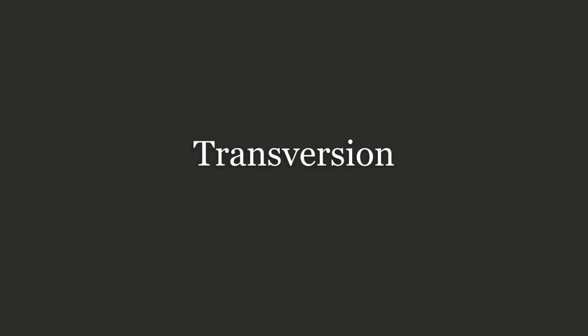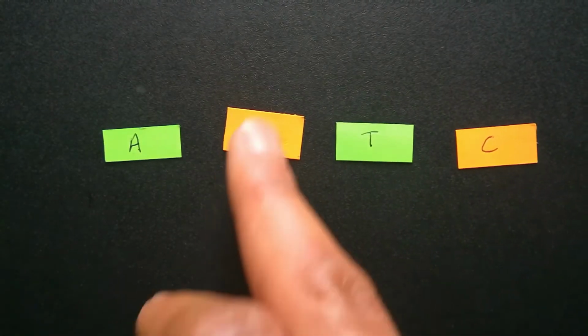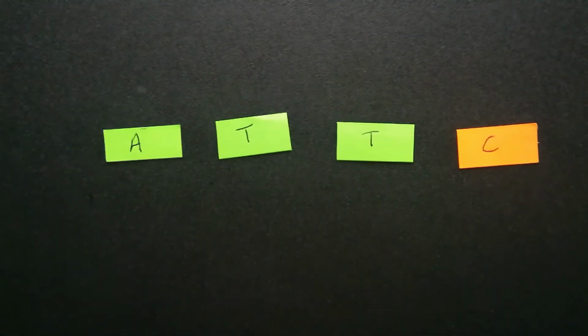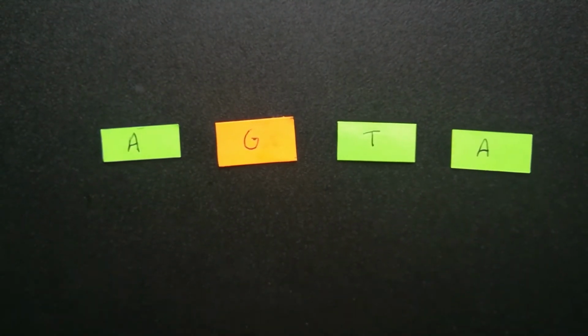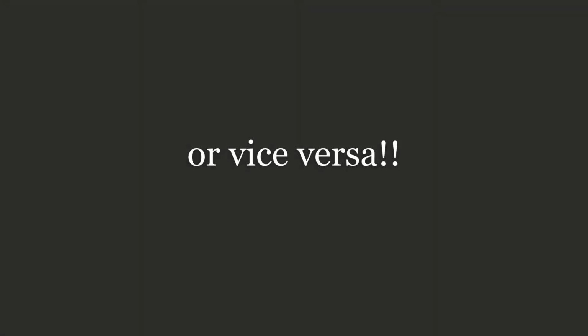A transversion point mutation is a point mutation which involves the switching of a pyrimidine to a purine, like guanine to thymine, or a pyrimidine to a purine, like cytosine to adenine.